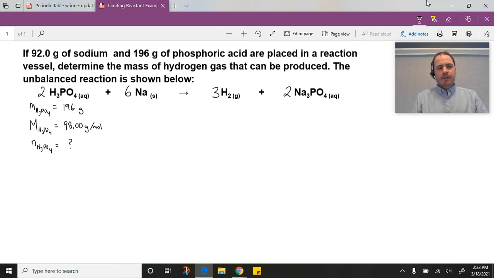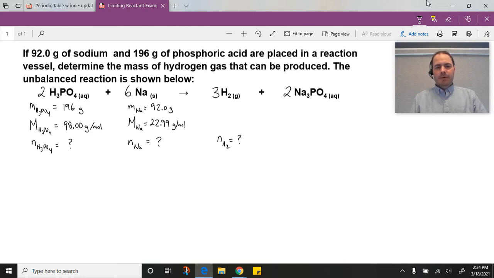We also have in our question 92 grams of sodium. So our mass of sodium, we know. And the molar mass of sodium we can get from our periodic table as well, and we know that's 22.99 grams per mole. That will allow us to find moles of sodium. Then we're going to have to use those to figure out which is going to produce the lowest number of moles of hydrogen, right? The one that produces the lowest number of moles of hydrogen is the limiting reactant.